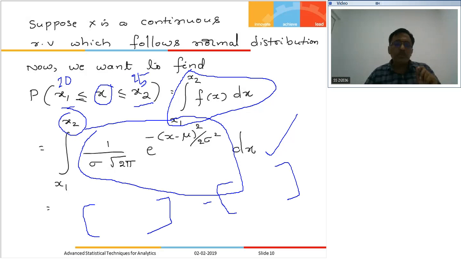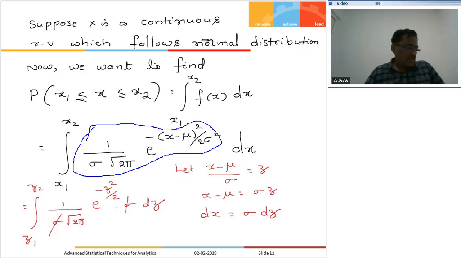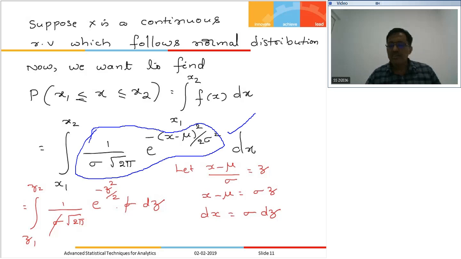But the problem here is that this is a very complex integral which we cannot evaluate. So we are very lucky actually. We are very lucky and happy that we cannot evaluate this integral. If we can't do the integration, then what to do? Anyhow, we want some output from this. So then what we do is we do some substitutions and we convert this integral.